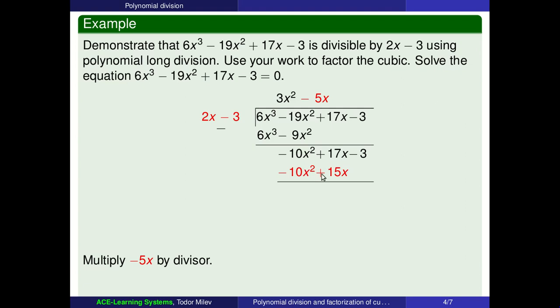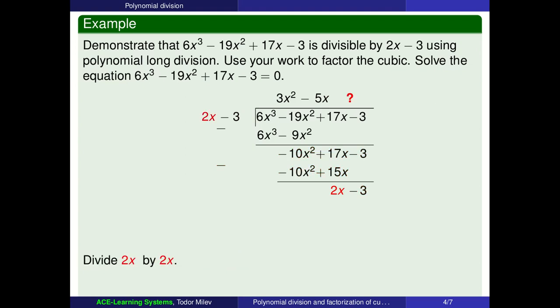So once again, why do we get plus 15x? Because minus 5x times minus 3, minus times minus is plus, so that equals plus 15x. Now let us subtract minus 10x squared plus 15x from the intermediate dividend, and we get 2x minus 3.